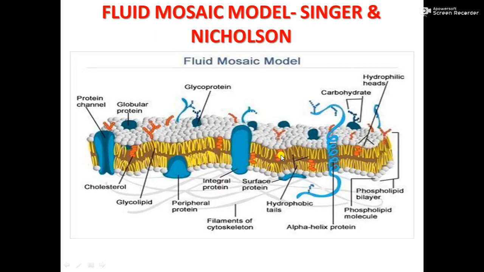Now, this arrangement of the bilipid gives the membrane fluidity. That is why it is called a fluid mosaic model, with a mosaic-like appearance. So all the structures we have seen, hydrophilic heads and hydrophobic tails here. And some proteins are alpha helix proteins, helically coiled proteins. Some are integral proteins which penetrate through the bilipid layer. Then towards the inside there are cytoskeletal filaments. So integral protein, peripheral protein, then glycolipids. All the parts we have seen.